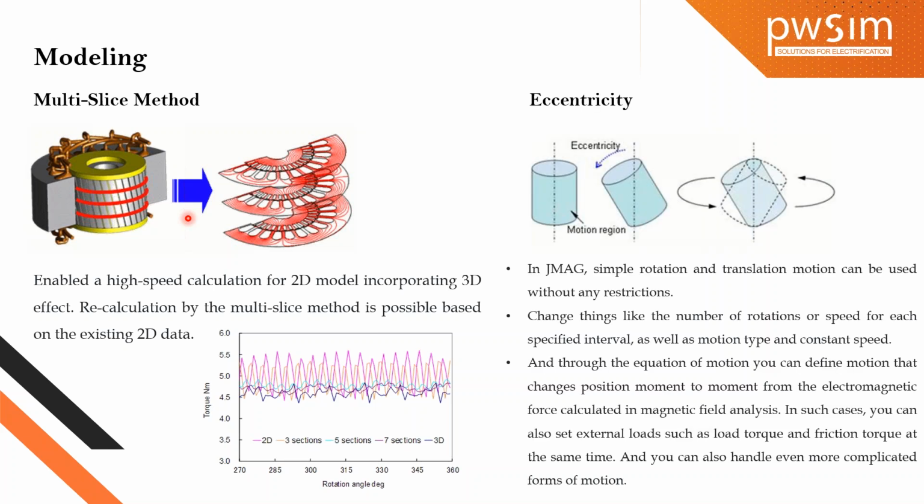Also, we have an accessibility option in JMAG where simple rotation and translation motion can be used without any restrictions. Without any CAD modifications, we can define the movement. The x-axis of the stator can be displayed using the accessibility condition in JMAG Designer itself. So we can offset the x-axis, y-axis, and also the z-axis. That is what we call eccentricity.